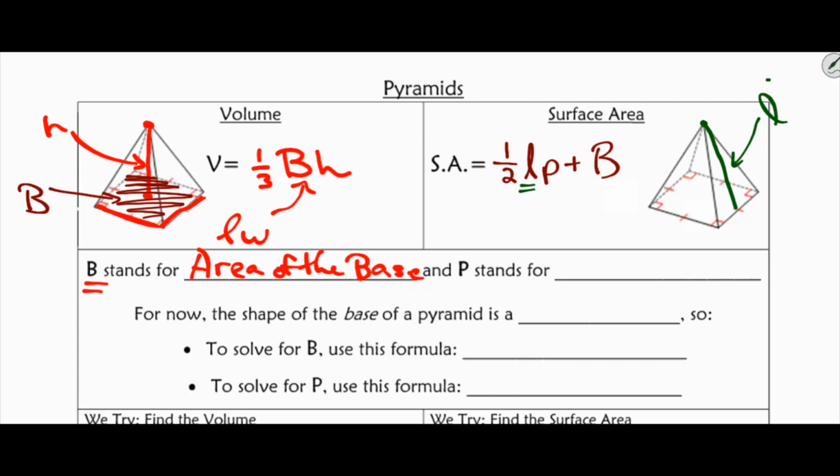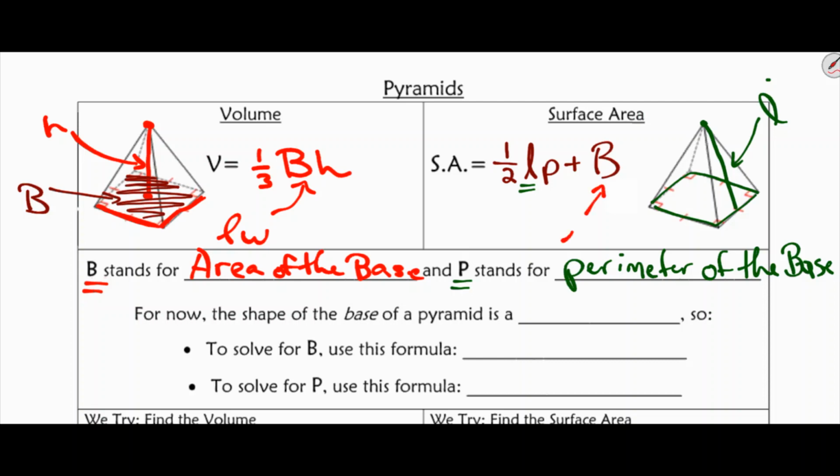The P stands for the perimeter, still talking about the base. It's really the four sides of that square on the bottom added together. So P here stands for perimeter, and even more specifically, it stands for perimeter of the base. It's the four sides of the base added together. Really, that's all it is. 1, 2, 3, 4 sides put together. Capital B is still the same thing. That's just length times width.